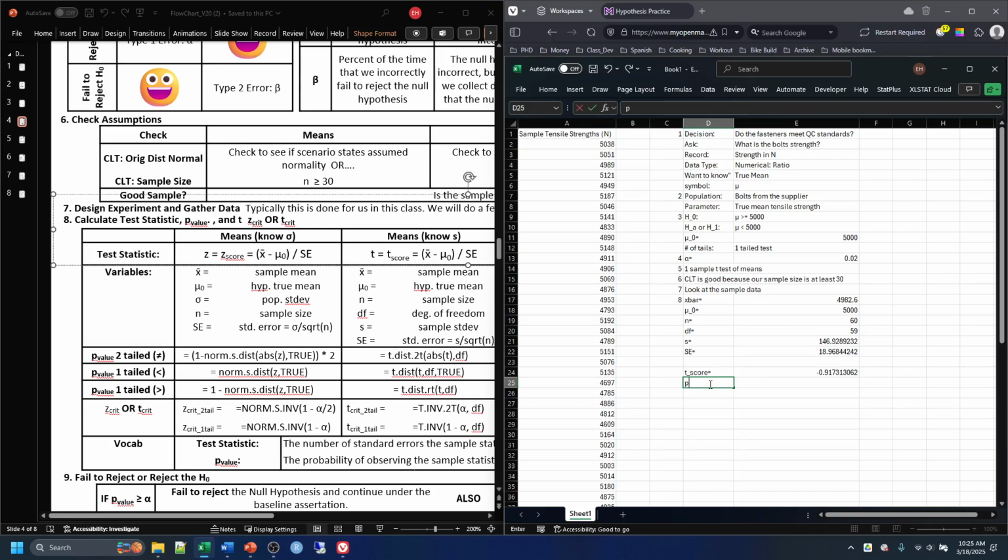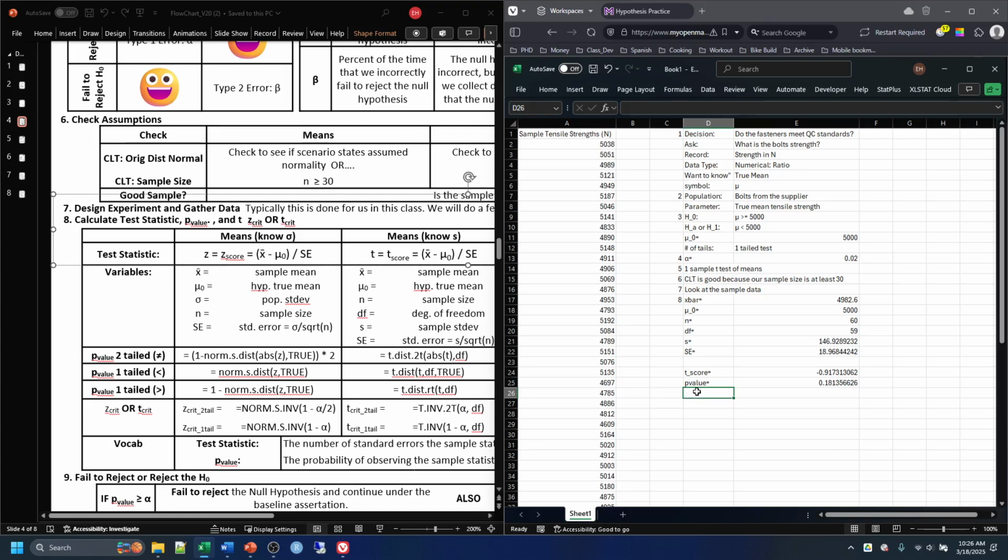So let's do our p-value. And this is going to be equal to T.DIST of the t we just calculated, comma, our degrees of freedom, comma, TRUE. That gives me my p-value, and the p-value is the probability of observing the sample statistic or something more extreme, given that the null hypothesis is true.